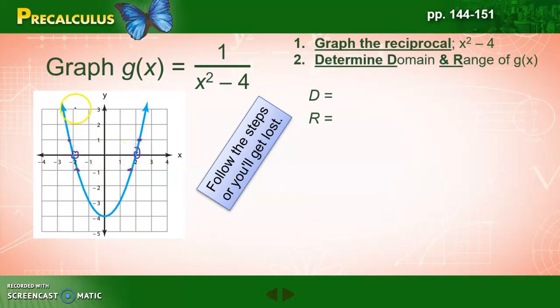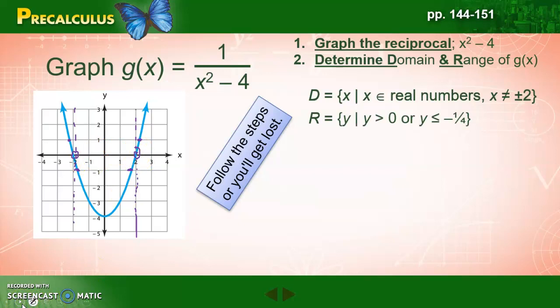So that's going to be our vertical asymptotes. All right, we can determine the range and domain of g of x, which is kind of what we've done. The domain is all real numbers except where those vertical asymptotes exist. So our domain is going to be all real numbers except x cannot be equal to plus or minus 2. That's what we just sketched. And our range then will be y is greater than 0 or y is less than or equal to negative 1/4.